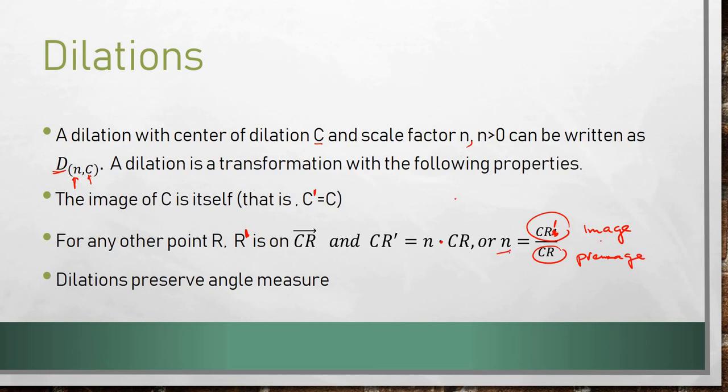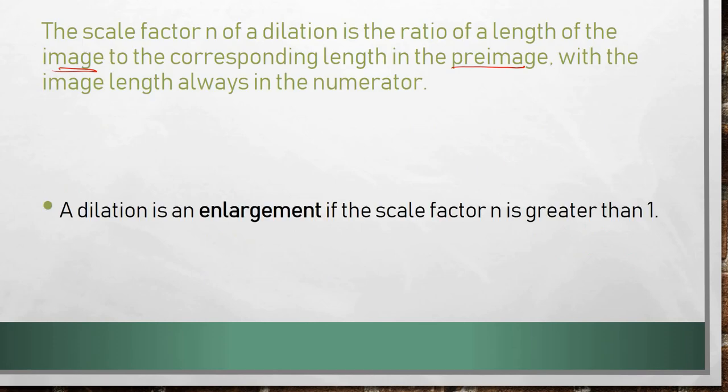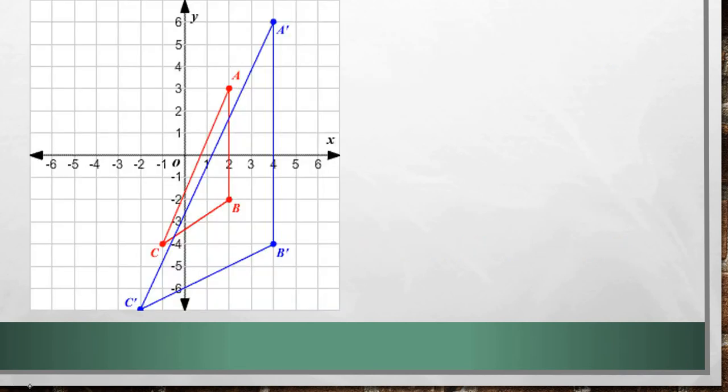So if the image is larger, the dilation factor will be greater than 1. If the image is smaller than the original pre-image, the dilation factor will be less than 1. And that's what this says. A dilation is an enlargement if the scale factor n is greater than 1, and a dilation is a reduction if the scale factor n is between 0 and 1. You notice that the n factor is never considered negative.